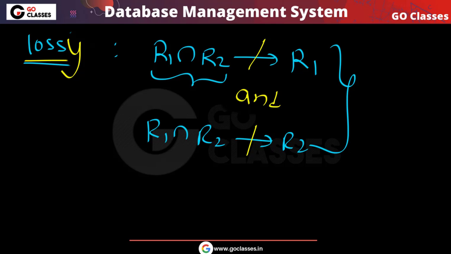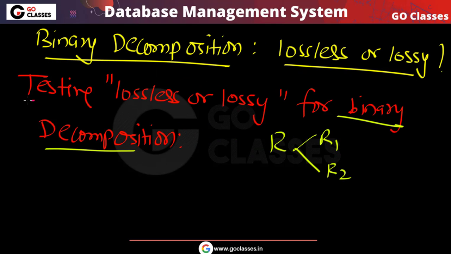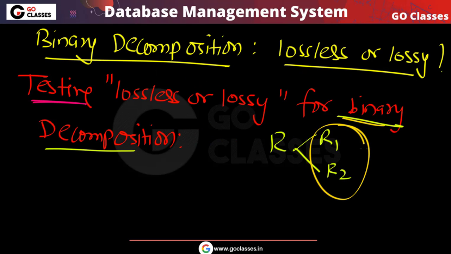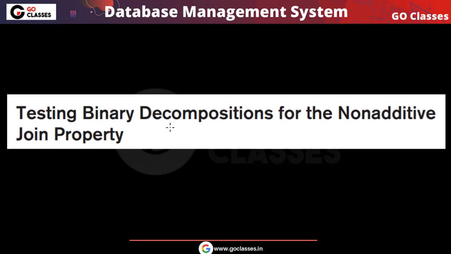Okay, so this is a very simple condition for testing whether a binary decomposition is lossless or lossy. All you have to do is find the common set of attributes, and check whether that is a super key in either R1 or R2. If it is a super key in R1 or in R2, then the decomposition is lossless. If it is neither, then it is lossy.